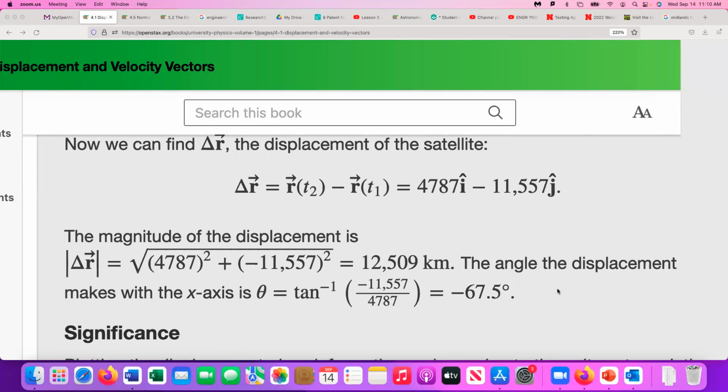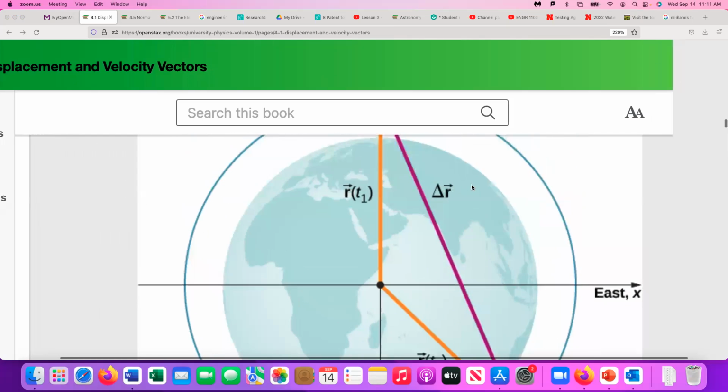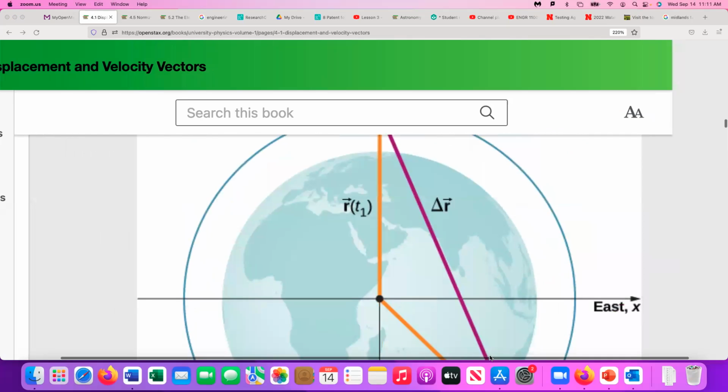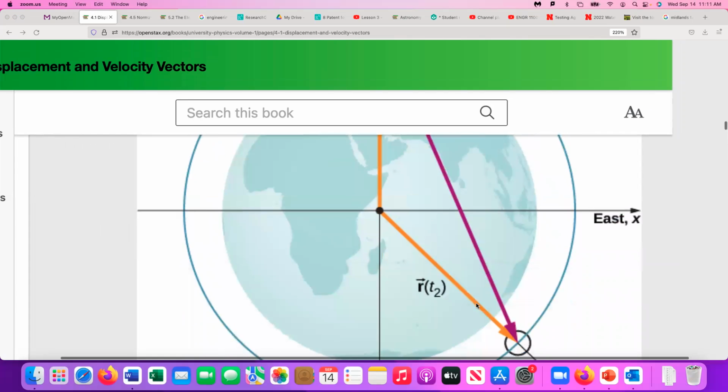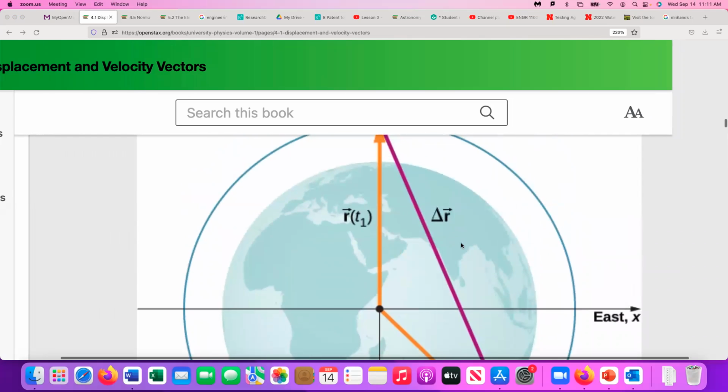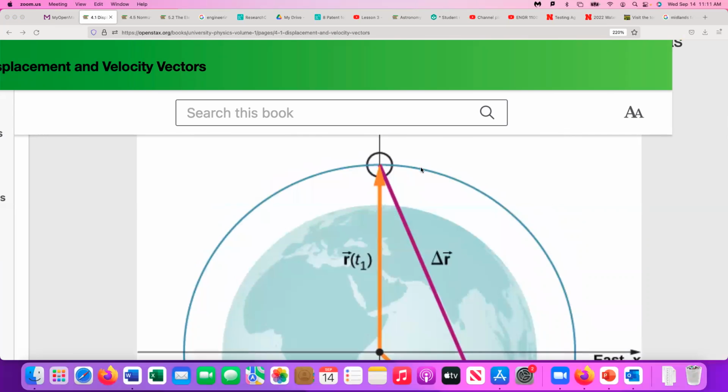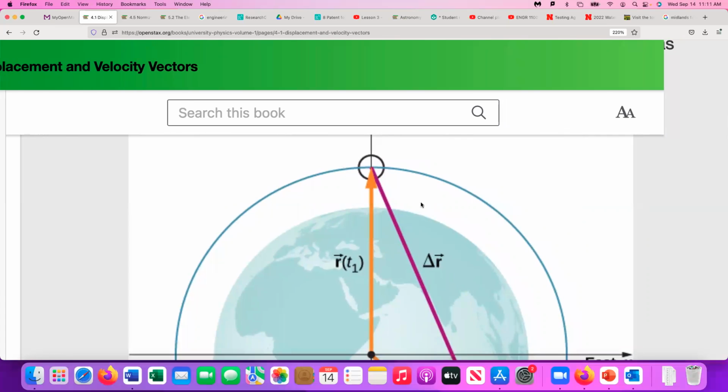To find the magnitude of that, you just use the Pythagorean theorem. There's the magnitude of the displacement vector. And then the angle, you use the inverse tangent of the y component over the x component, and you get an angle of negative 67.5 degrees. And if you look at this picture, those things seem reasonable. The displacement is much longer than either of the original position vectors, which it definitely is in this picture. It's about twice as long, so that seems about right. And then this angle, the negative 67 degrees, that looks about negative 67 degrees. So if you're measuring from here, which we should be, that seems reasonable.